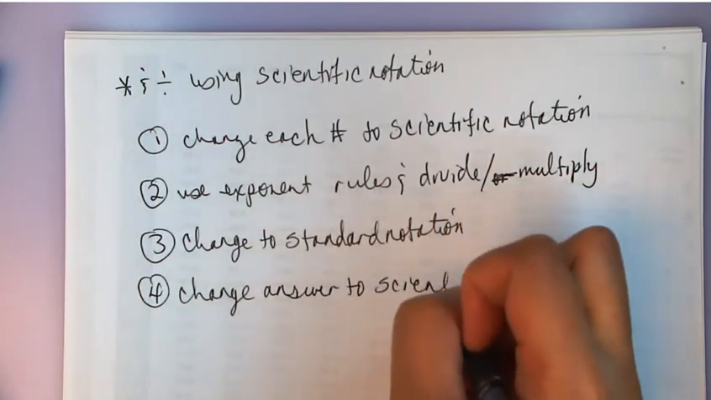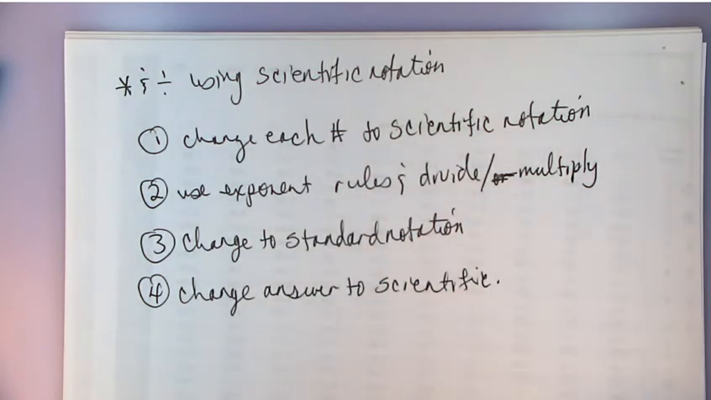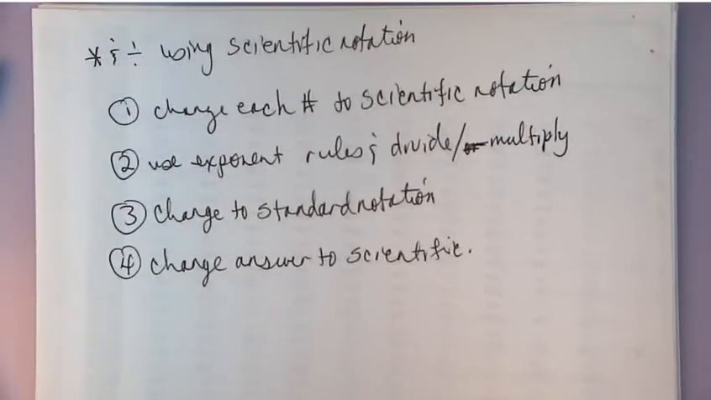This keeps you from having to know whether if you move it to the right, is it going to go up or is it going to go down, or move it to the left, is it going to go up and down. So instead of having to deal with that, if you change it to standard notation and then go back to scientific, that pretty much sums up everything all at one time, and you don't have to worry about whether if I move it to the right or to the left, is it going to go up or go down.